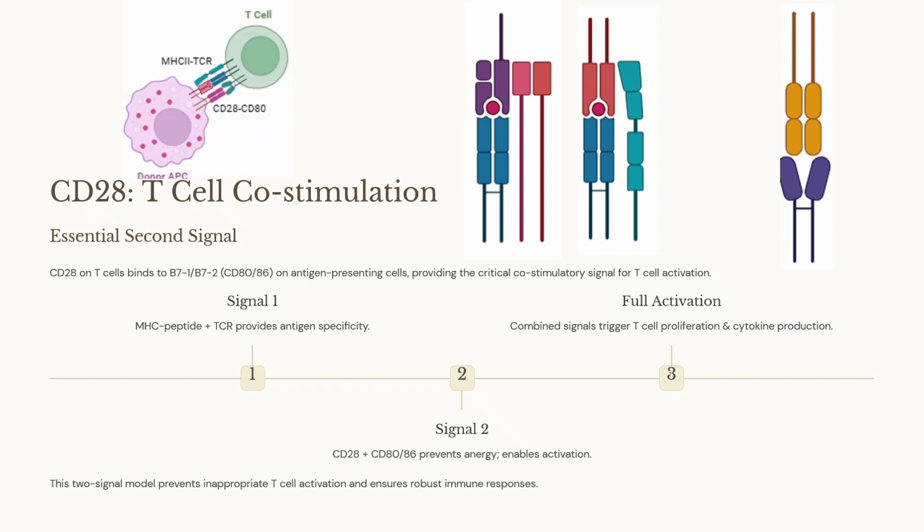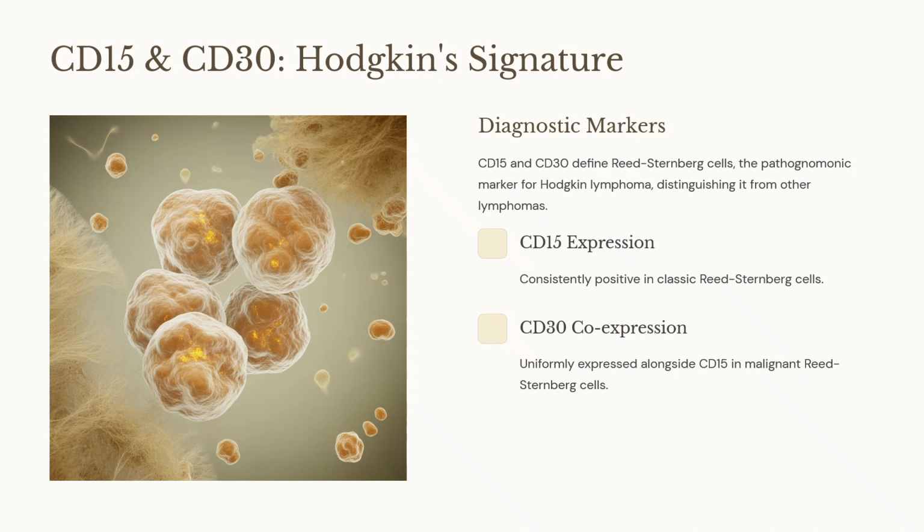Once the primary and the secondary stimulus happen, then T cell activation happens in this way. CD15 and CD30 are Hodgkin's signatures. These markers define the Reed-Sternberg cells, which are pathognomonic for Hodgkin's lymphoma and distinguish it from other lymphomas.